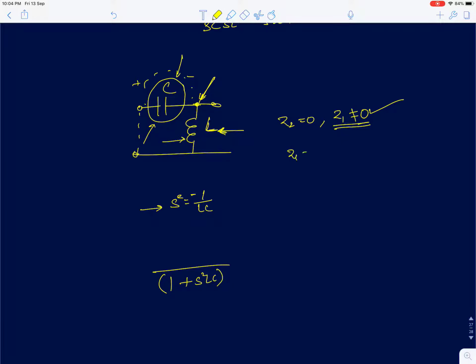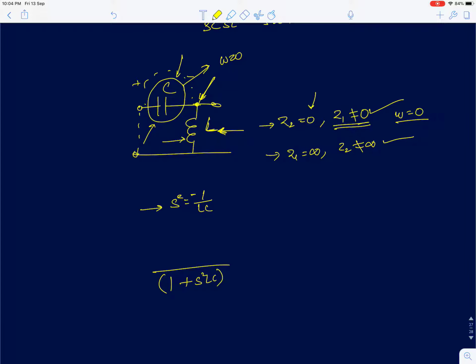At the same time, I'll use the other condition, which is Z1 equals infinity. The capacitive impedance becomes infinity at omega equal to 0, and Z2 is not equal to infinity at that point. Z2 is also equal to 0. So there are two zeros, and both of them are occurring at the same point. Both these conditions are feasible and will be satisfied at omega equal to 0. Therefore, you are going to have two zeros at DC.